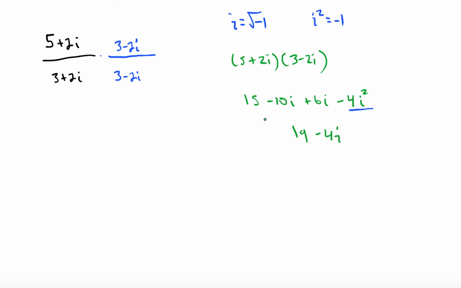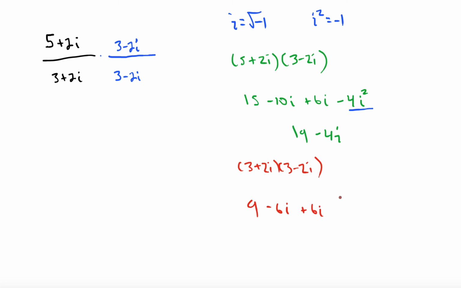Now, we're only half done though. Remember, this is just the numerator part. So now let's finish up, let's do the denominator. So we have 3 plus 2i times 3 minus 2i, and when we properly FOIL this, notice what happens here. In the first terms, 3 times 3 gives us 9. For the outer term, we have 3 times negative 2i, which is negative 6i. And for the inner term, we have 2i times 3, which gives us a positive 6i.